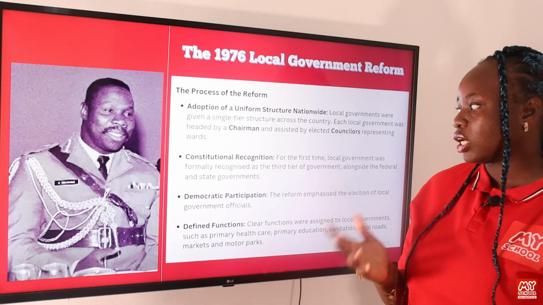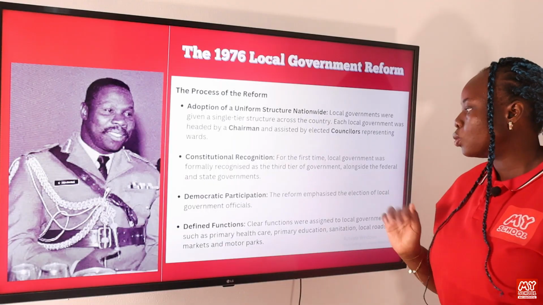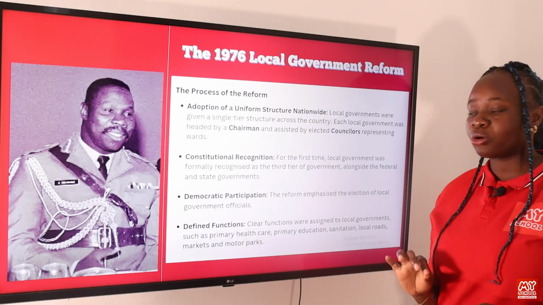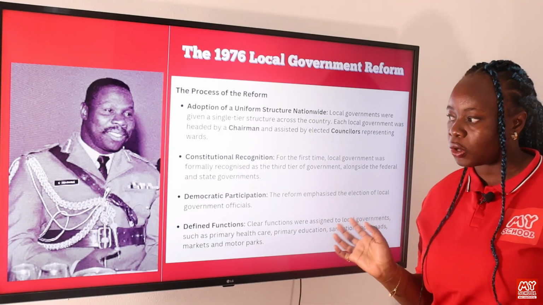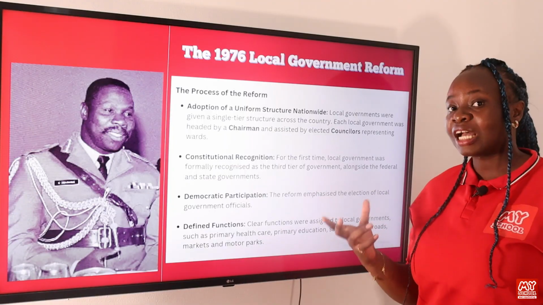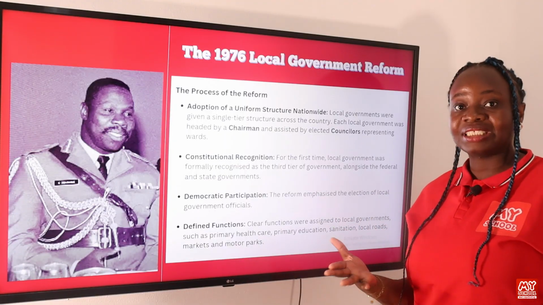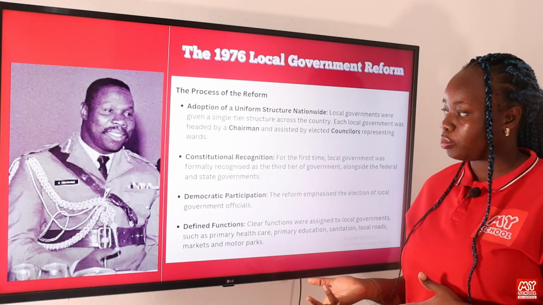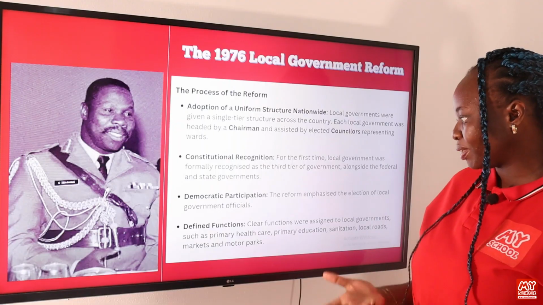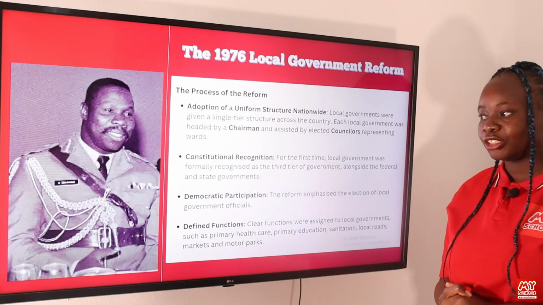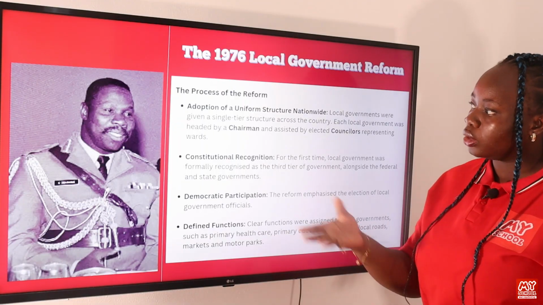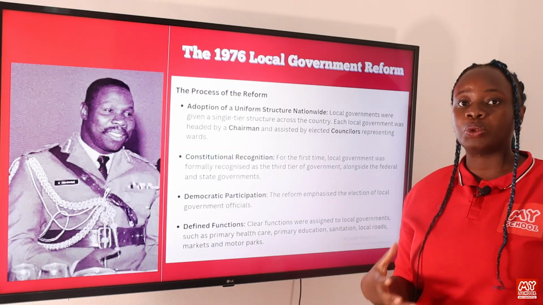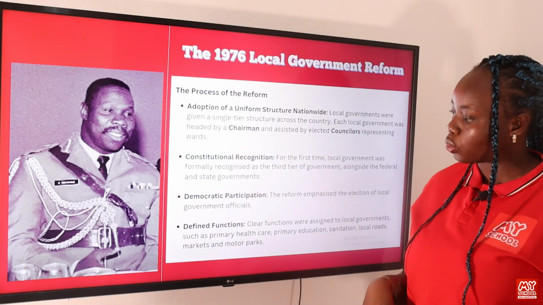Then there was also constitutional recognition. For the first time, local government was formally recognized as the third tier of government alongside the federal and state governments. This happened in 1979 when the 1979 constitution was introduced in the wake of the Second Republic. Then there was democratic participation. The reform emphasized the election of local government officials. The local government chairman and the councillors were all elected by people within the local governments.